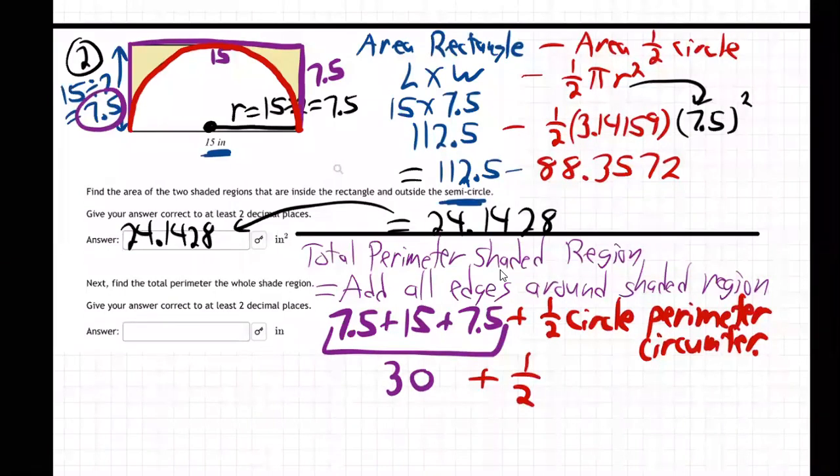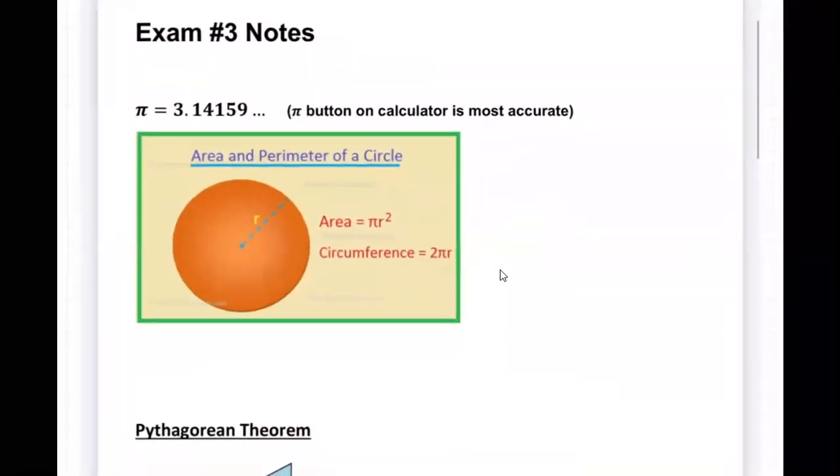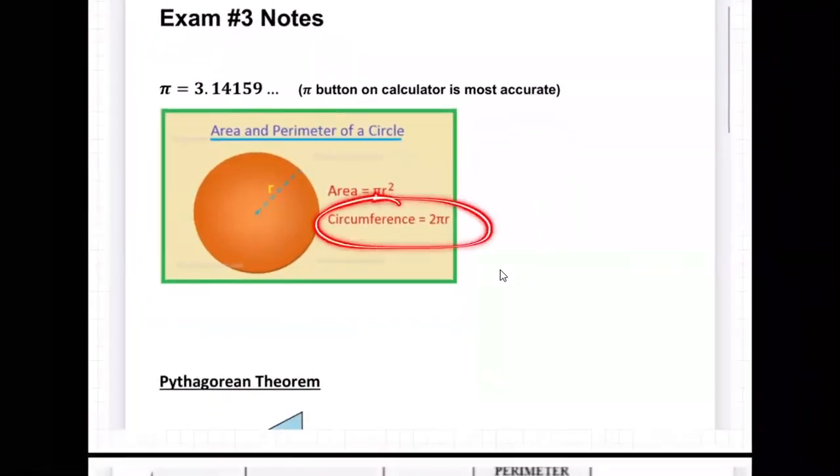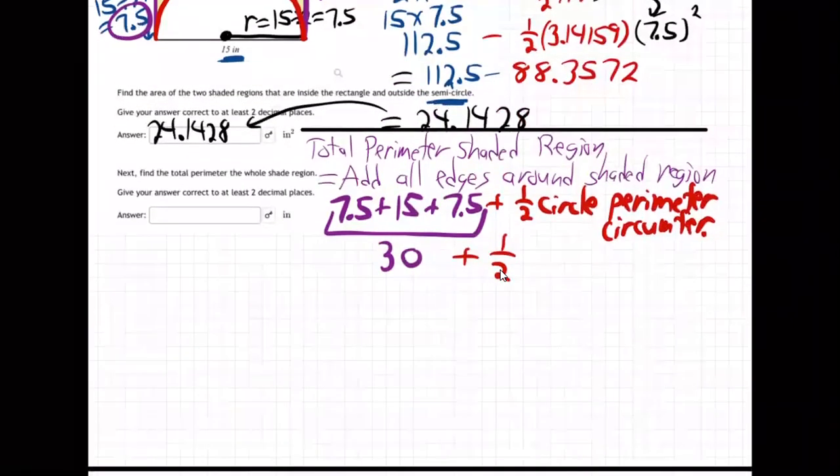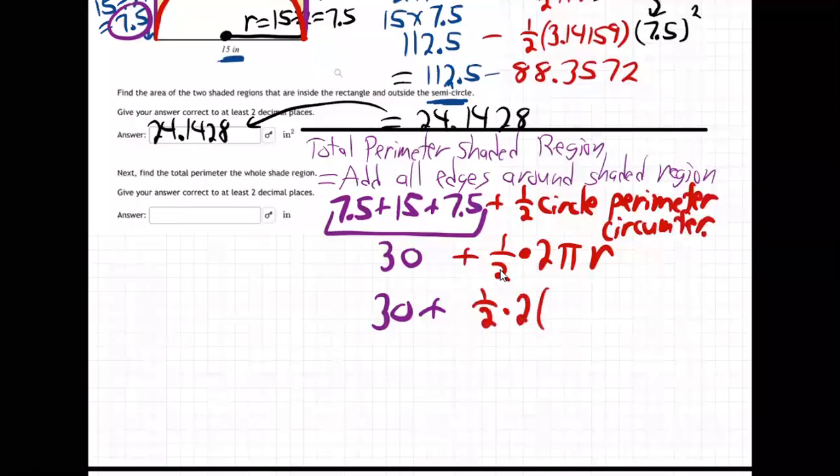Now, what's the formula for a circle perimeter? Well, if you go to the notes, here's the exam 3 notes. The circumference, so now we're talking about just the edge all the way around a circle, is 2 pi r. Right? We don't want the area, we're not talking about the space in the middle. We're talking about the circumference just around the edge. 2 pi r. So that's going to be a half times 2 pi r. So that's going to be 30 plus a half times 2 times pi. Use the more accurate version of pi, 3.14159.